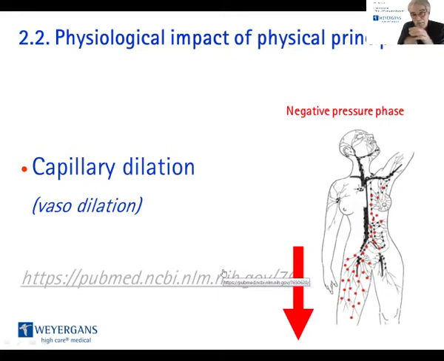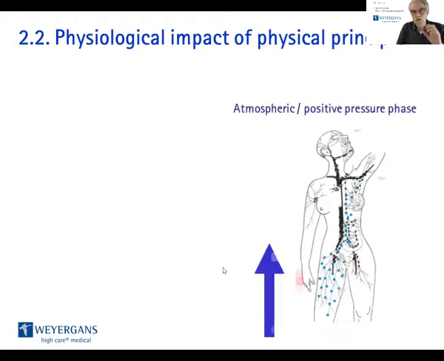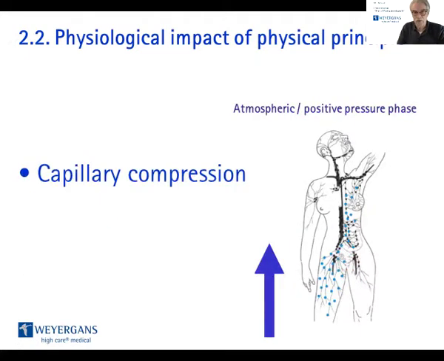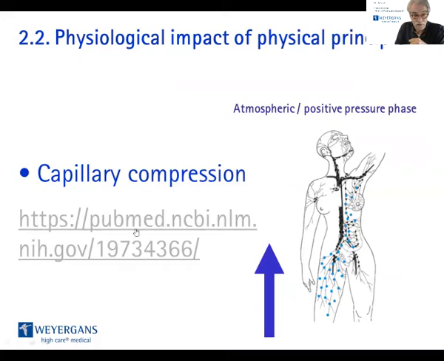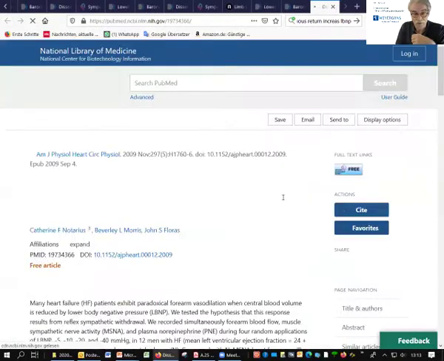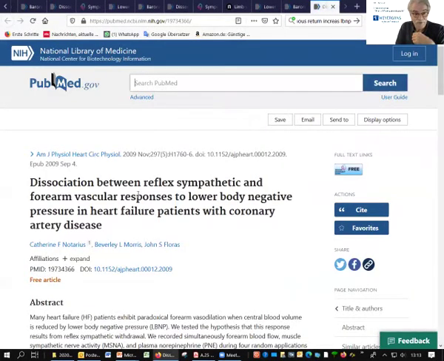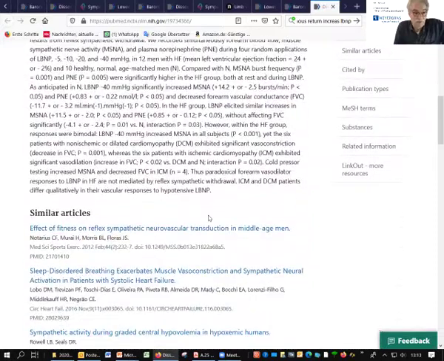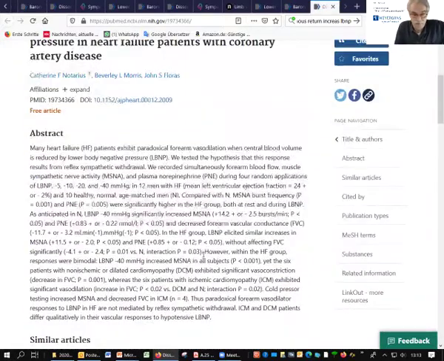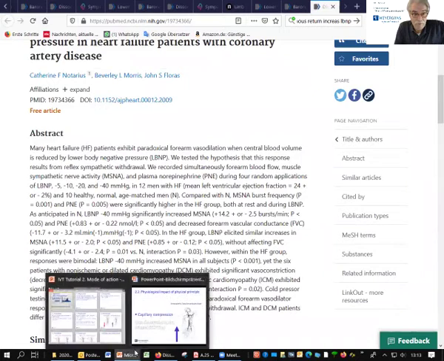If you apply after a negative pressure a positive pressure, that positive pressure will lead to a compression of the capillary vessels and vessels at all. Capillary compression. Also, this is described very, very well. Plenty of studies, for example, dissociation between reflex sympathetic and vascular responses to lower body negative pressure. Plenty of similar studies you find easily on the web.